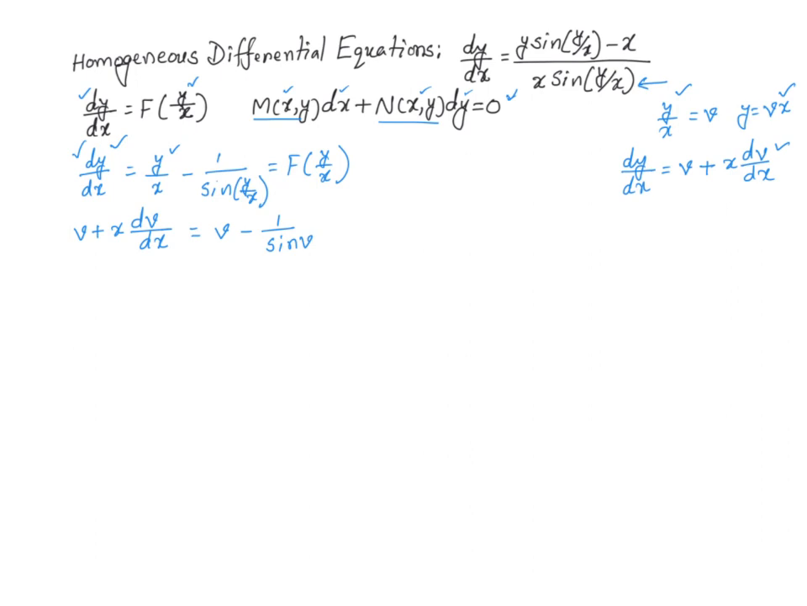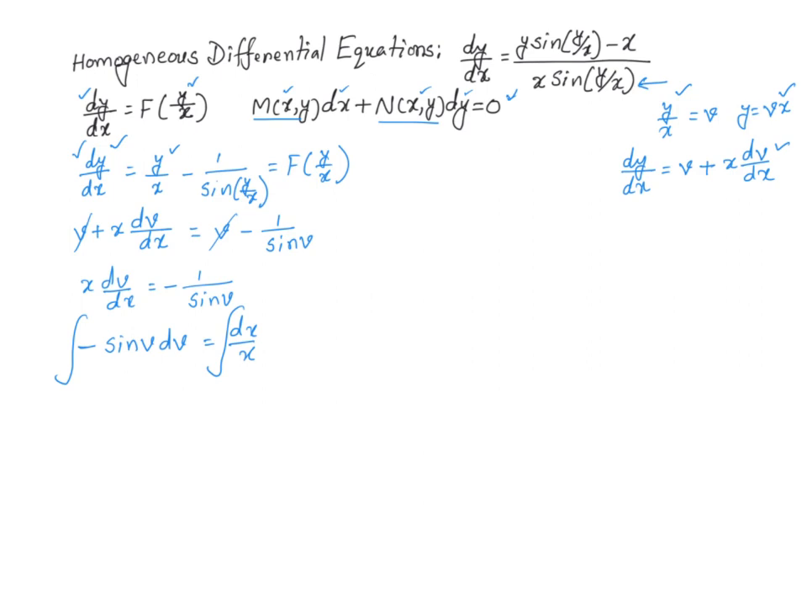All right. Now these v and v are going to cancel out. That's going to leave me with something very simple: x dv over dx is equal to negative 1 over sine of v. If I simplify it further, it's going to give me negative sine of v dv is equal to dx over x. This is something we can integrate now, with respect to v on the left and with respect to x on the right.